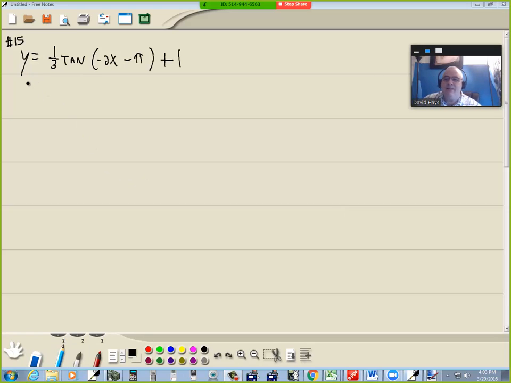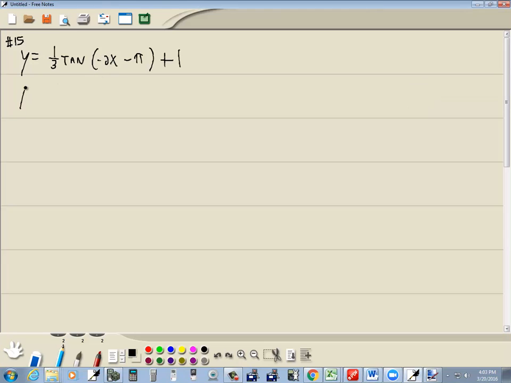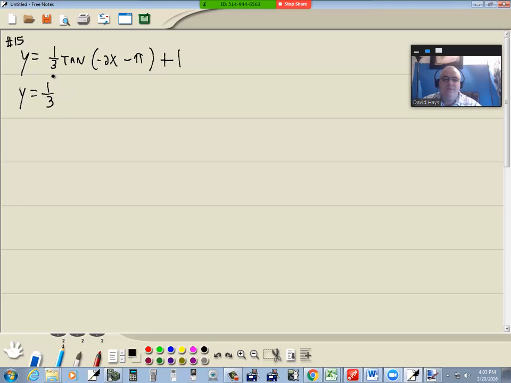Okay, let's take a look at this problem. First thing, we cannot have any number in front of our x. So, as my first step, I'm going to factor out a -2. Now you have to remember that to factor means to divide out. So this would be a minus pi divided by -2.